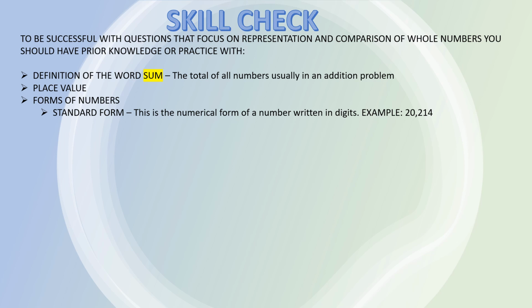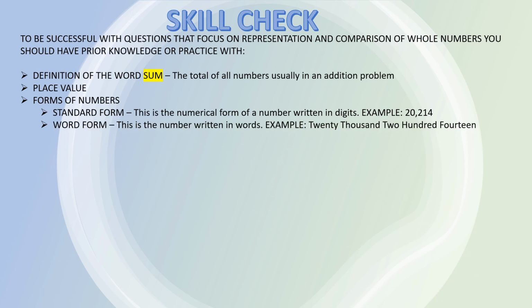For example, the number 20,214 that's shown here is written in standard form. Word form. All that means is it's just the number written in words. Same number, 20,214. It's written in words in the example.